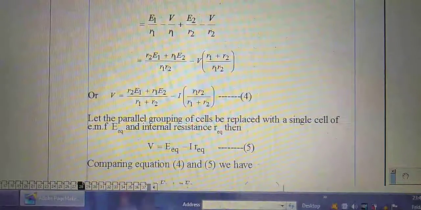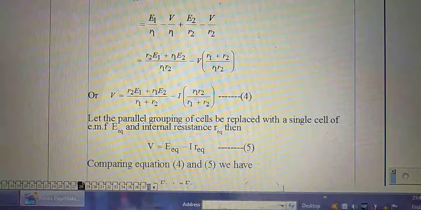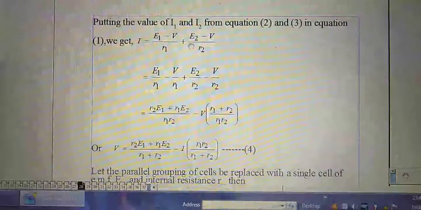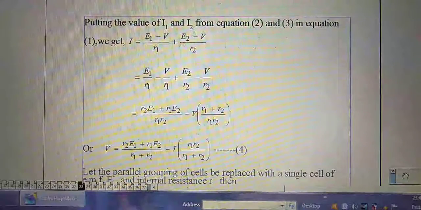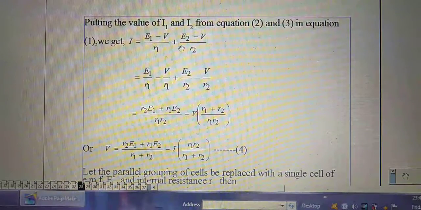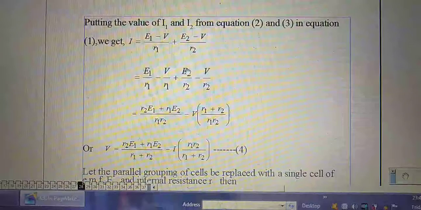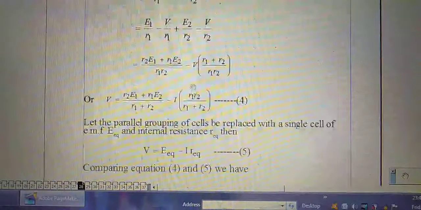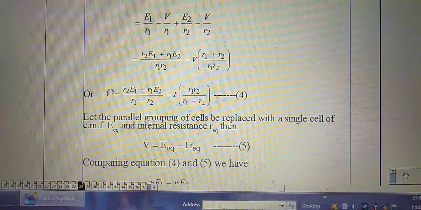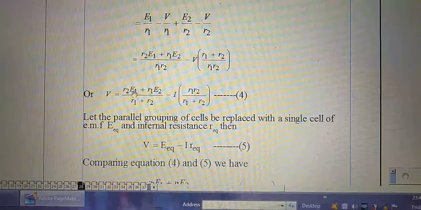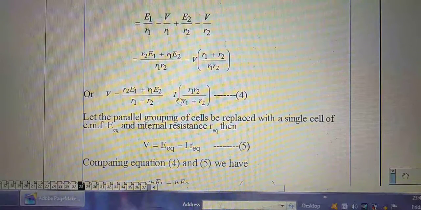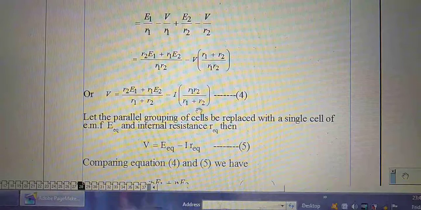Putting the values of I1 and I2 in equation 1, we have I equal to (E1 minus V) divided by R1 plus (E2 minus V) by R2. Then after calculation, we find V equal to (R2 E1 plus R1 E2) divided by (R1 plus R2) minus I R1 R2 divided by (R1 plus R2).